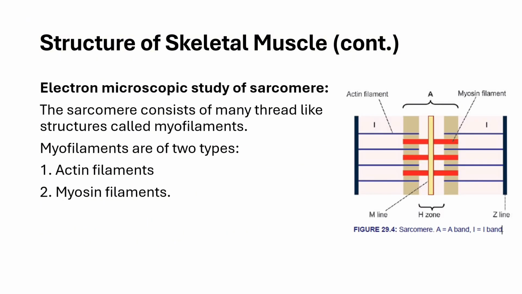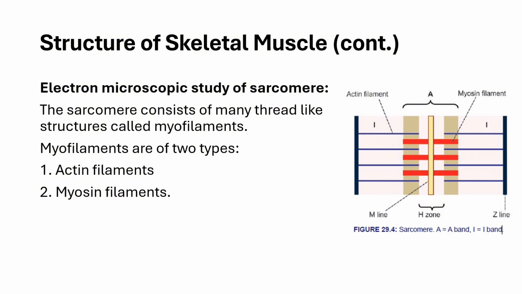So the sarcomere is composed of many thread-like structures called myofilaments, which are essential for muscle contraction. These myofilaments are classified into two types. Number one is actin filament and number two is myosin filament. As you can see in the diagram, these filaments are organized within a sarcomere. The actin filaments extend from the Z line towards the center.